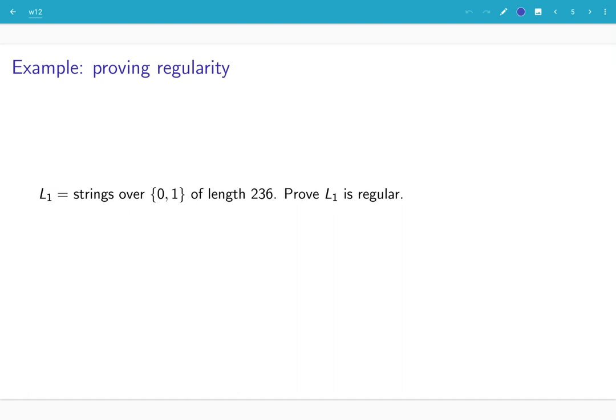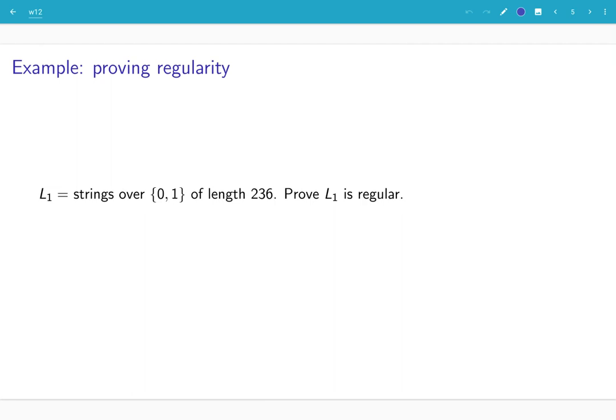So let's look at an example. Let's define L1 to be strings of zeros and ones that have length 236. Can we prove that L1 is regular? This is a case where, sure, we could come up with a regular expression or a DFSA that matches this language, but it would be really tedious, right? We would need a really, really big regular expression. So we're drawn to want to prove this more indirectly.